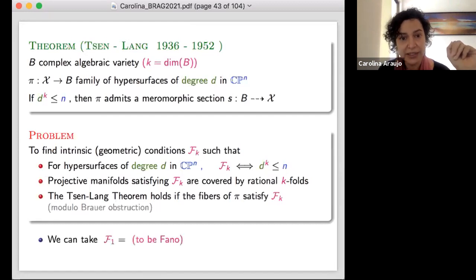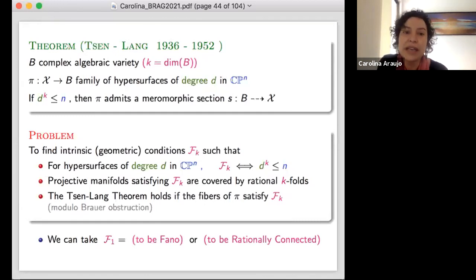And so, for instance, we can take the condition F1, so when the base is one-dimensional, to be Fano, or more generally, to be rationally connected. But already for k equals 2, it is not clear what the best condition should be. For k equals 1, the Graber-Harris-Starr theorem gives us the best possible condition, F1 being rationally connected. And already for F2, there have been different approaches pointing in different directions. And this is what I would like to discuss today.